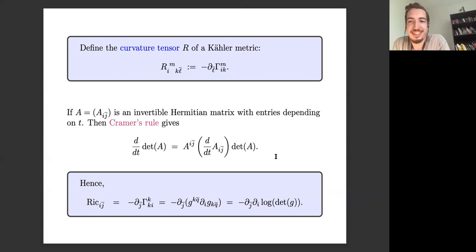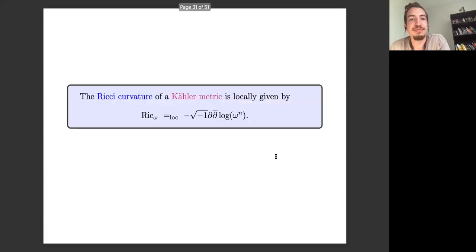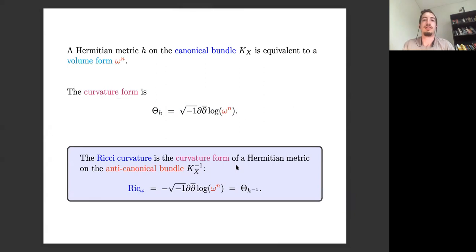Okay, so we're convinced of the formula. In particular, we see that the Ricci curvature can be locally expressed in this form. I've changed now the determinant to the top exterior power of the form, and that elucidates the important fact that the Ricci curvature can be interpreted as the curvature form of a Hermitian metric on the anticanonical bundle. The anticanonical bundle being the dual of the canonical bundle.